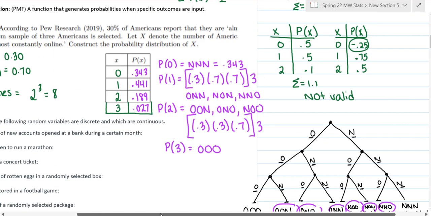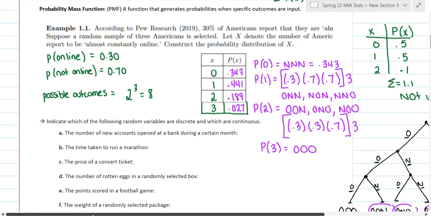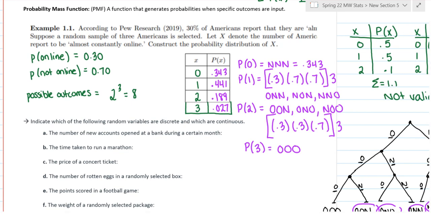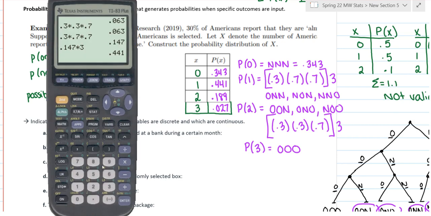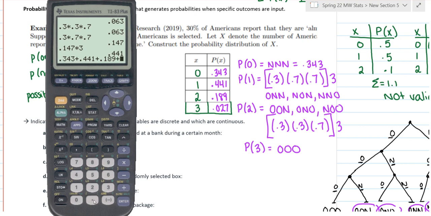Now last thing here, when I'm filling out this probability distribution, I just want to check that I've done it correctly. So what you want to do is add the probabilities, and they need to equal 1. So 0.343 plus 0.441 plus 0.189 plus 0.027 equals 1, so we're good to go. So you want to check that.